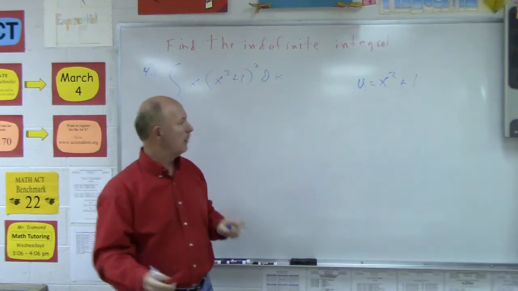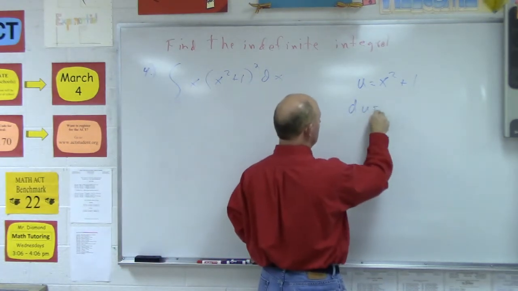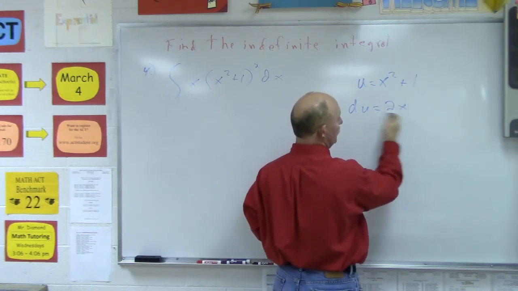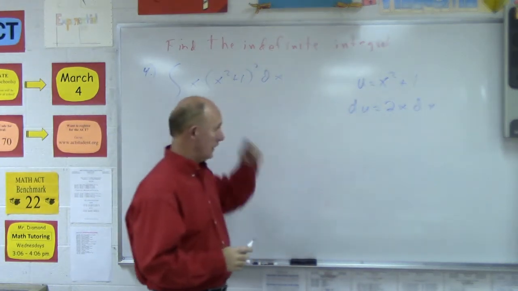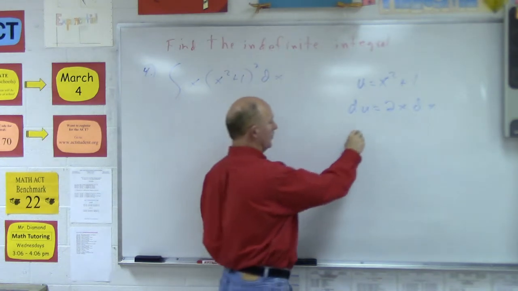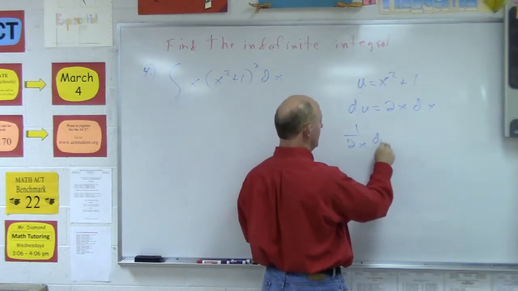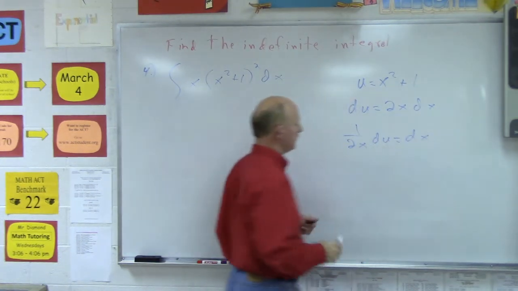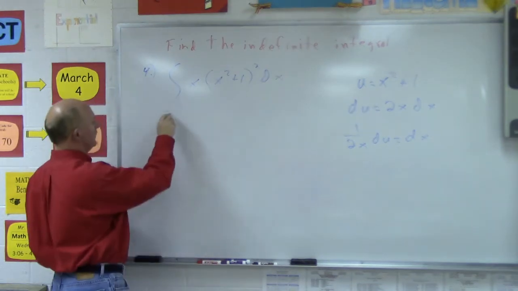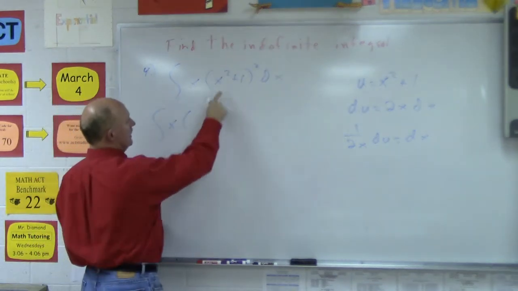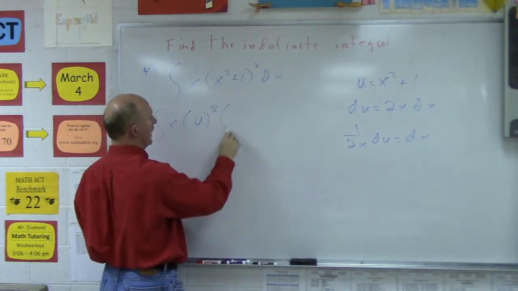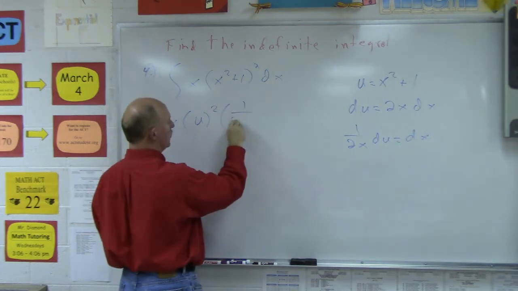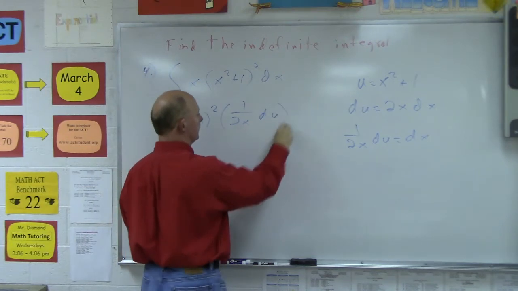Take the derivative of both sides. The derivative of u is du. The derivative of x squared is 2x dx. Now I want to solve for dx, so this gives 1 over 2x du equals dx. Now let's substitute in. We have x times, instead of x squared plus 1, just u squared, times, instead of dx, 1 over 2x du.